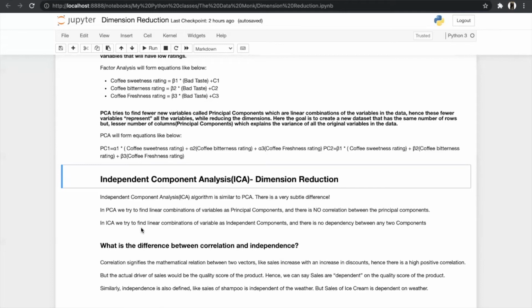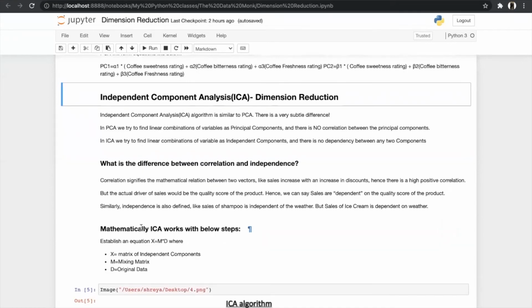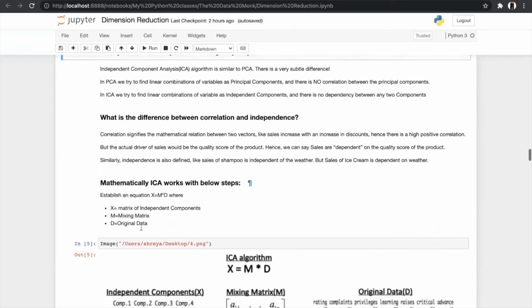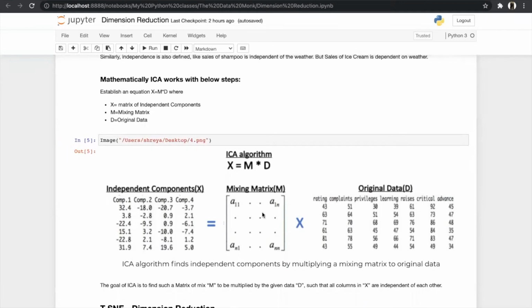So now let us look at the mathematical equation of ICA and see the working of ICA. In ICA, we establish an equation x equals m into d, where x is the matrix of the independent components, m is the mixing matrix, and d is our original data. So let us look into the formula. As you can see in the formula, we want independent components x, which we will get by multiplying the mixing matrix and the original data. And the goal of ICA is to find a mixing matrix m, to be multiplied by the given data d, such that all the columns in x are independent of each other. So now you should know what we mean by ICA.